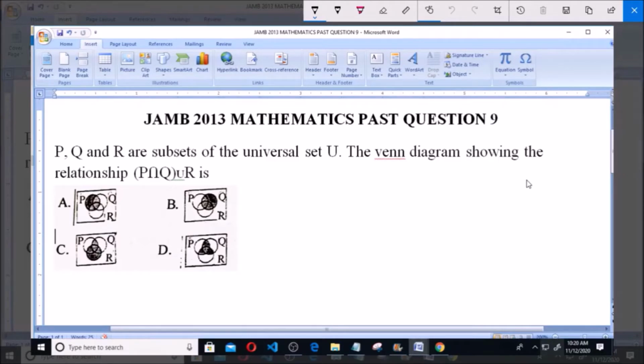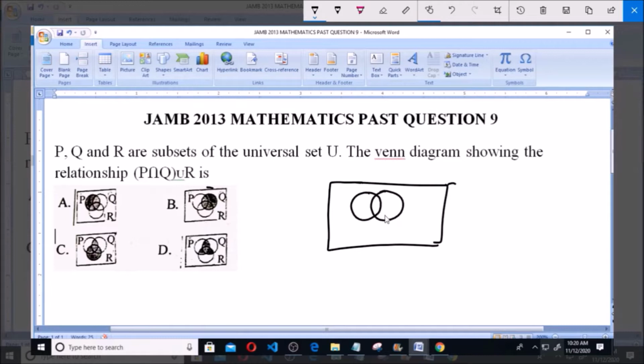P, Q, and R are subsets of the universal set U. The Venn diagram showing the relationship of P intersects Q union R is P intersects Q union R. Now, let's have the Venn diagram. Since the universal set is set U, and P, Q, and R are subsets of what? Of this set U. So let's have the Venn diagram like this. Let this be P, let this be Q, and then this R. They are subsets of the universal set.